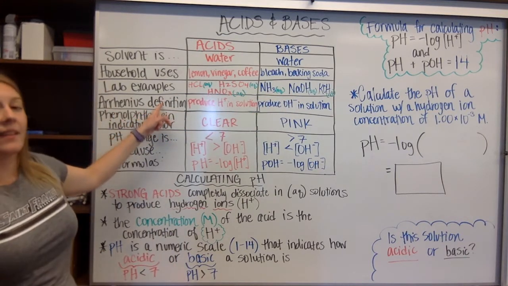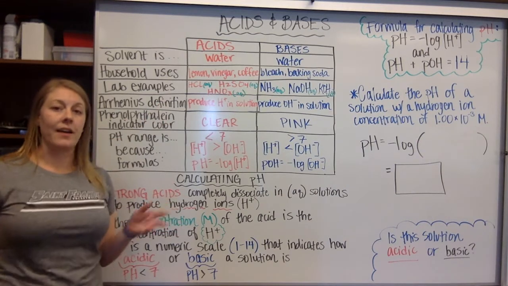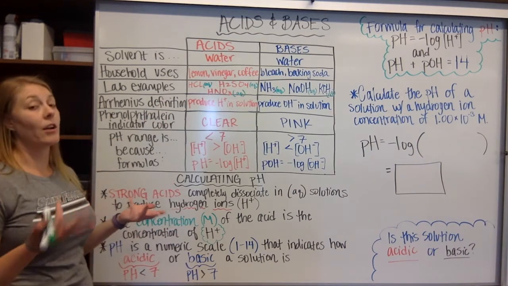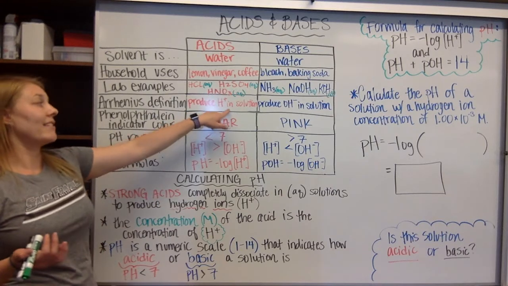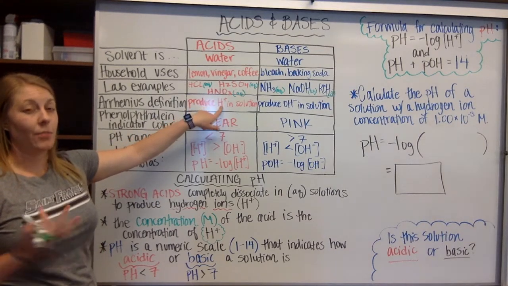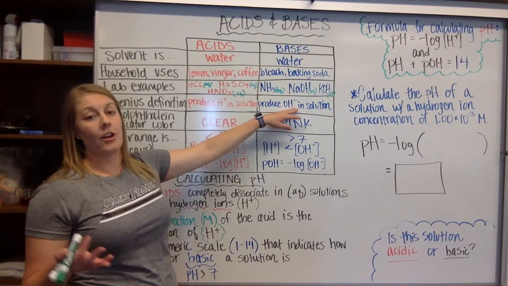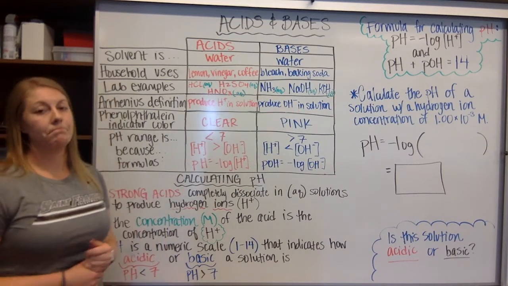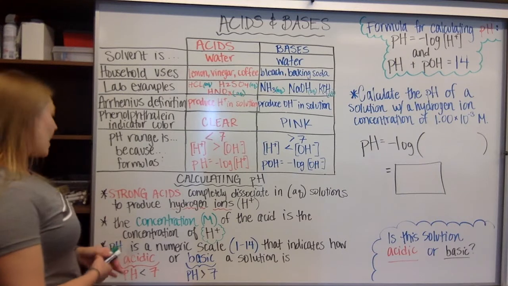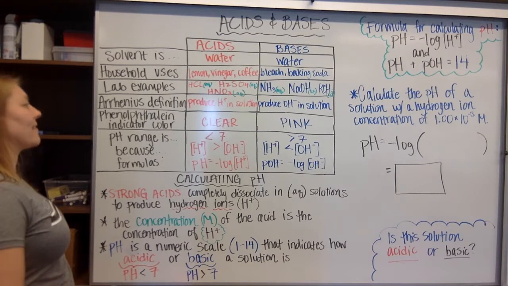That kind of makes sense when we look at the definition that we're going to use to define acids and bases, because when they dissolve in water, acids will produce hydrogen ions. They'll break up into hydrogen ions, and bases will produce OH, or hydroxide ions, in solution. Okay, that makes sense.